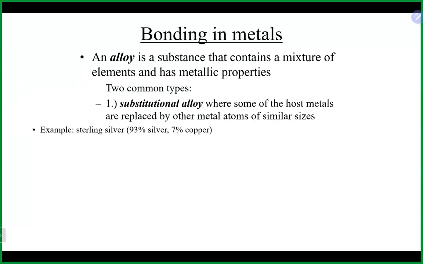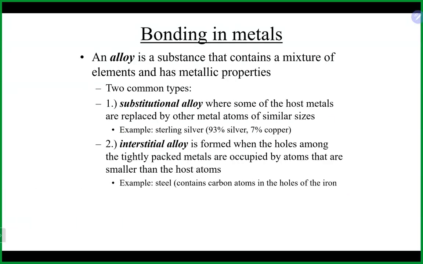Now, an alloy, in terms of metals. There's a couple of different types of alloys. An alloy is a substance that contains a mixture of elements and has metal-type properties. A substitutional alloy consists of a host metal where some of the metal atoms are replaced by atoms of different elements of similar size. Sterling silver, for example, is 93% silver with some copper poked in there.